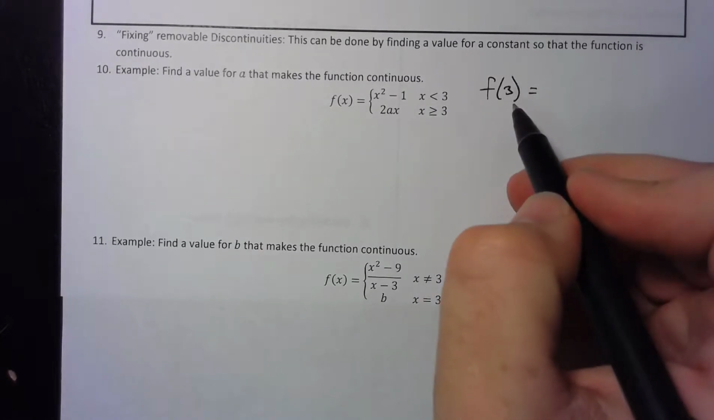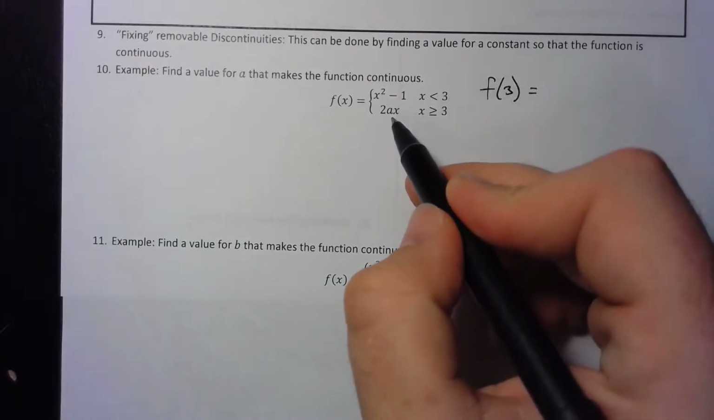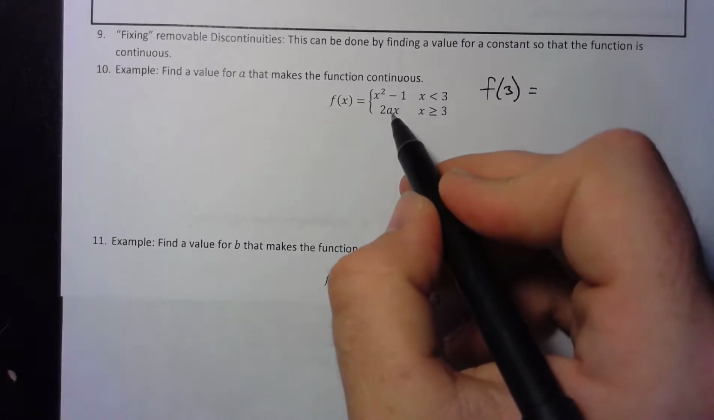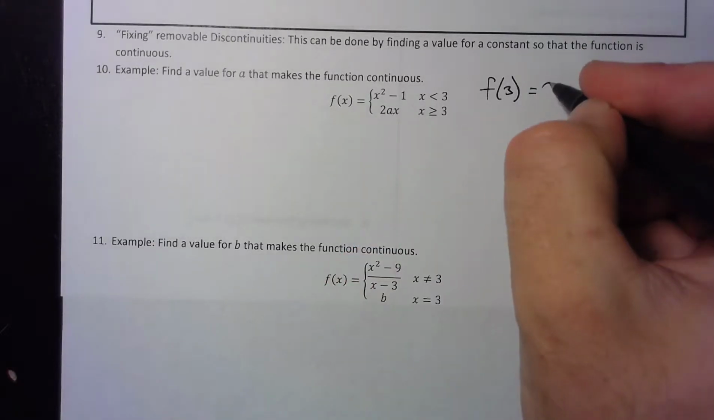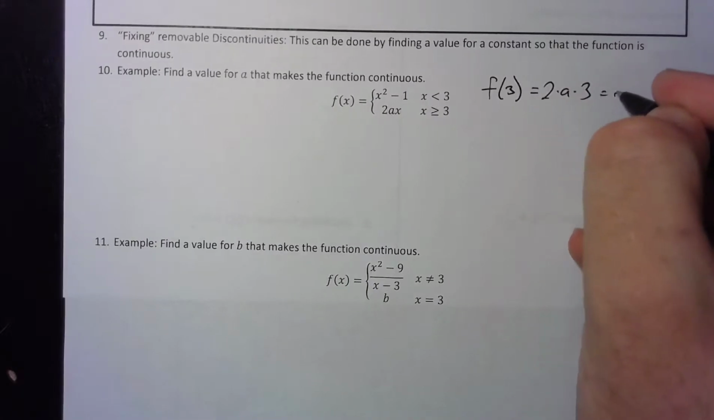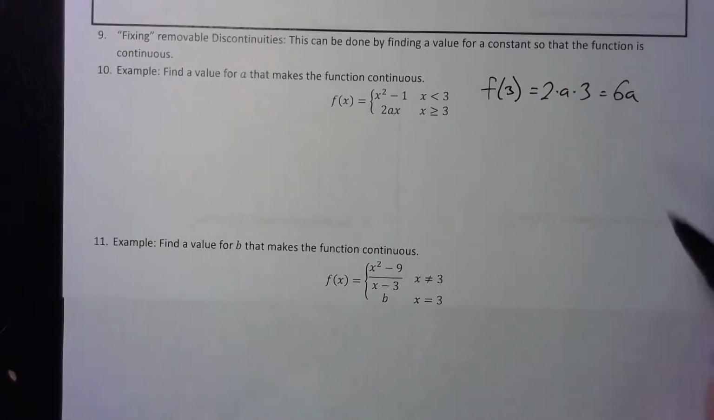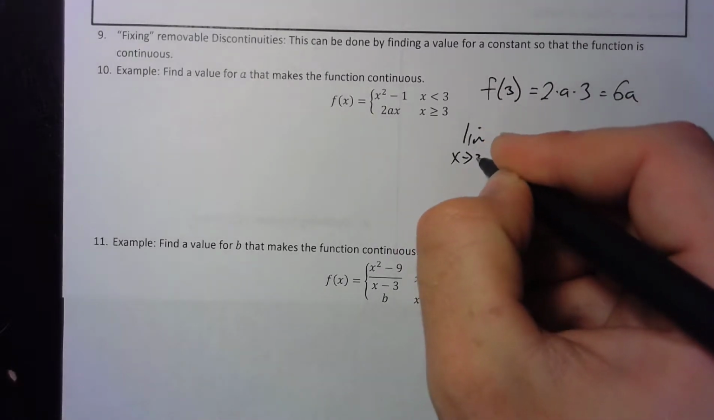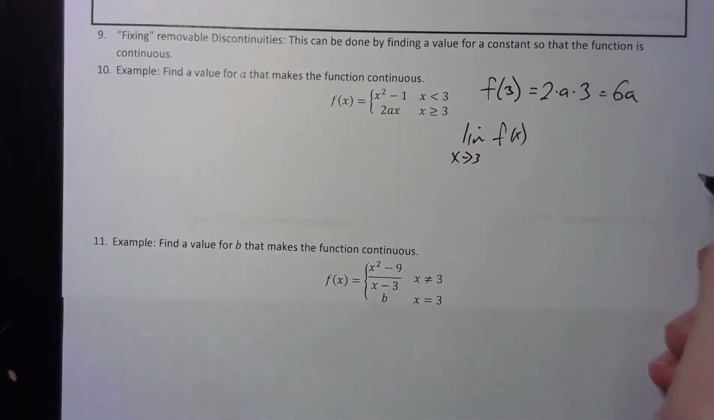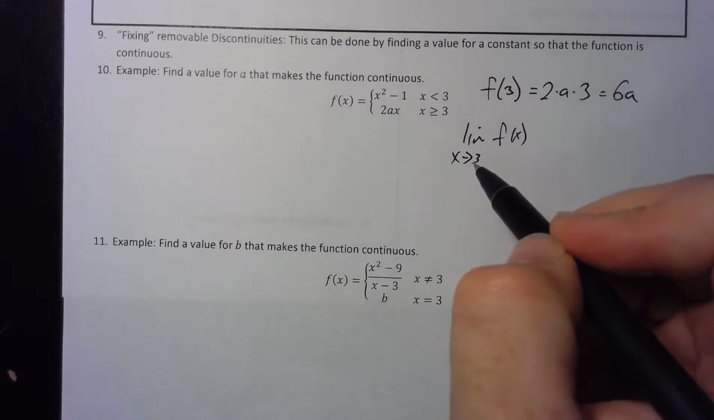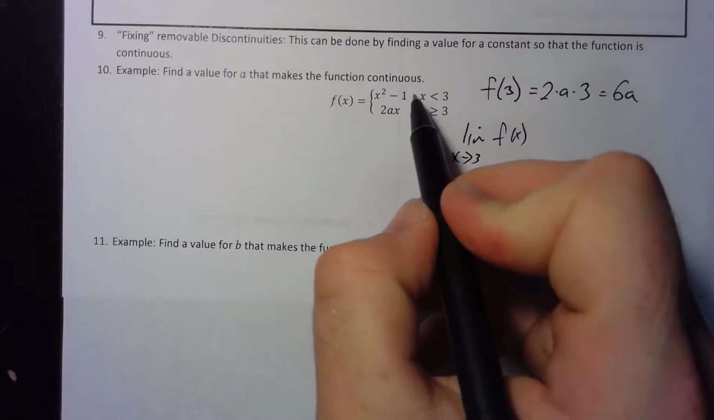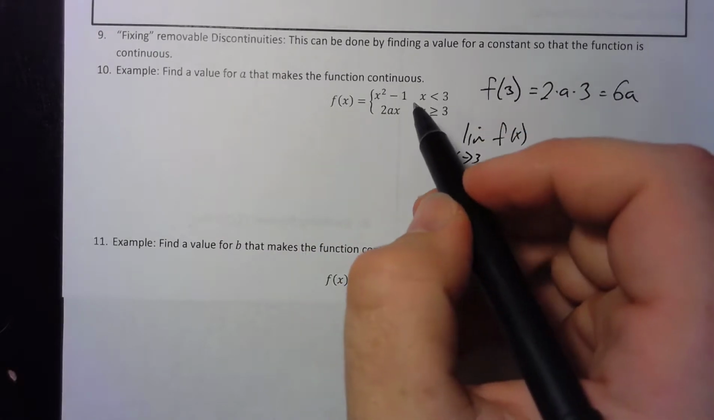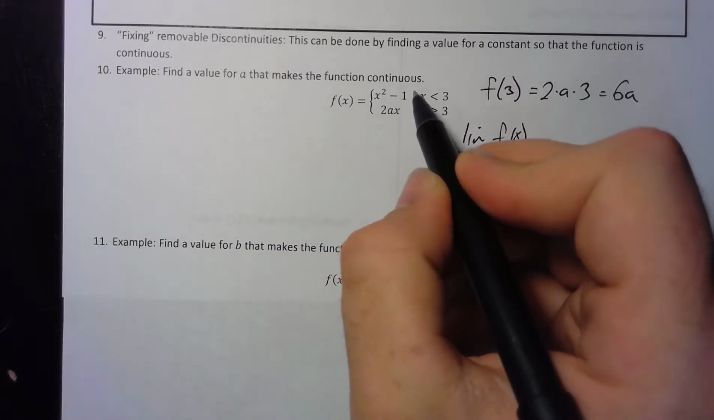If I plug in 3 to the function, that means I'm plugging in 3 to this side. If I plug in 3 for x, not a, for x, that's going to give me 2 times a times 3, giving me 6a. So this is what the function value is supposed to be equal to. The next step is taking the limit as x approaches 3 of that function. The problem, however, is that as we approach the x value of 3, we have to be either on this function or on this function. So we're going to have to look at each function separately.